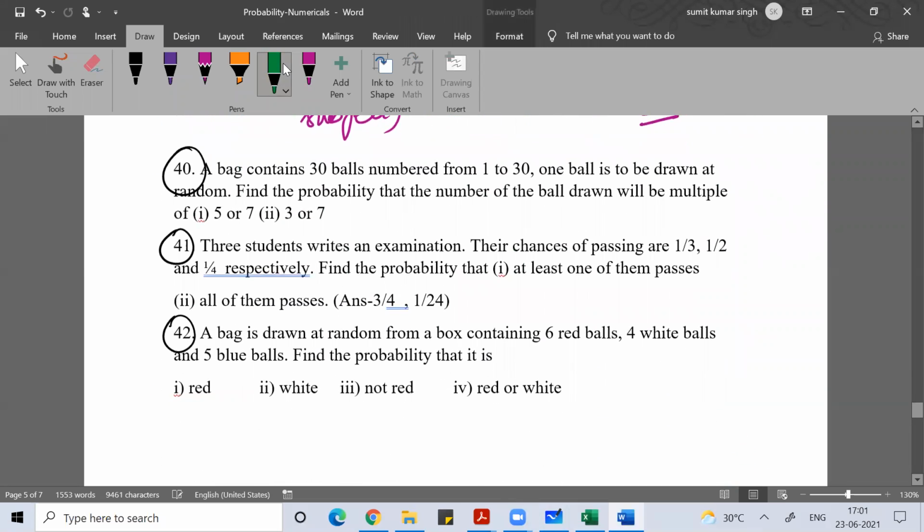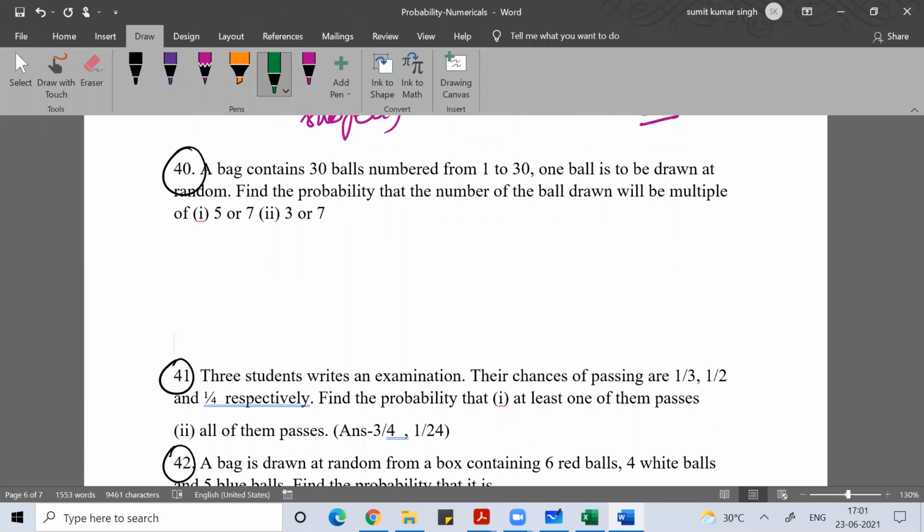Right. Now the next one, question number 40: a bag contains 30 balls numbered from 1 to 30. One ball is drawn at random. Find the probability that the number of the ball drawn will be a multiple of 5 or 7. So simple, use set theory. What is the probability from 1 to 30 of a multiple of 5? In the table of 5, from 1 to 30, 6 numbers are there, right?